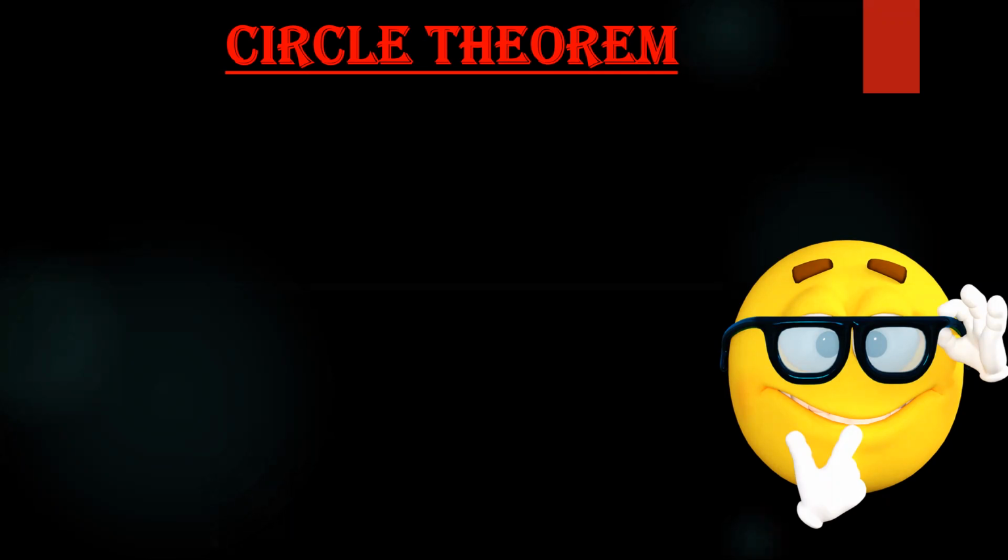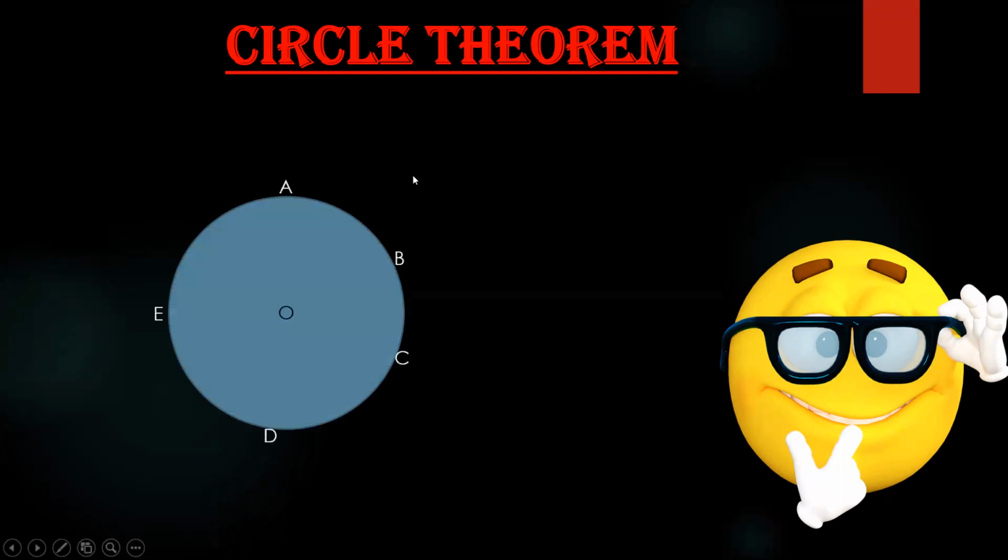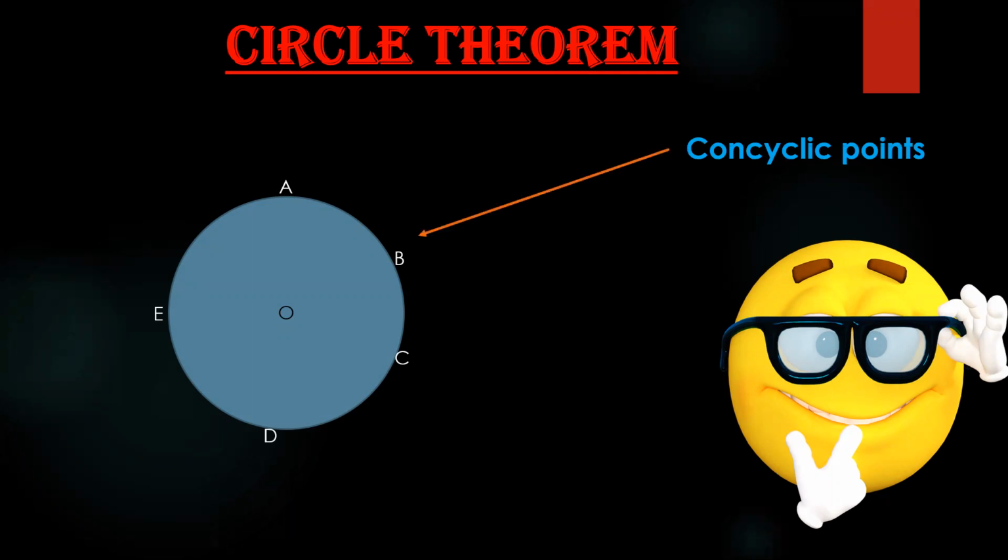Today we talk a little bit more about the circle theorem. Let's look at the circle. Here, you can see different points on the circumference, right? So these points are known as concyclic points. So what are concyclic points? The points which lie on the circumference of a circle are known as concyclic points.